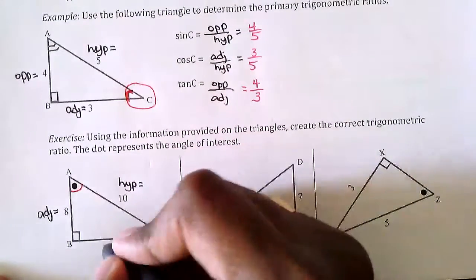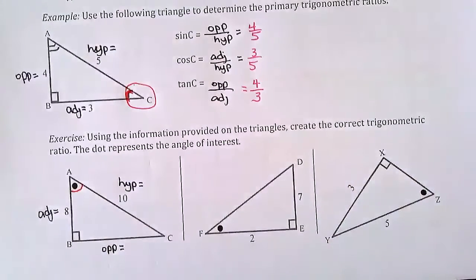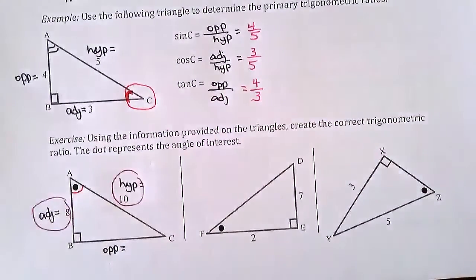And the other side is therefore my opposite side. What we notice here is that I've only been given 2 values. I don't know all 3 sides like I did here. I know the hypotenuse. I also know the adjacent. So using this information, you should be able to determine which trigonometric ratio you can use.